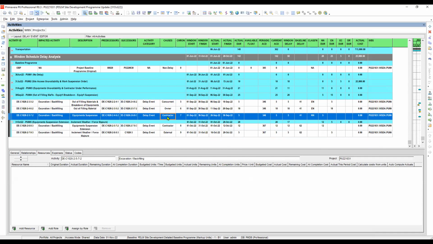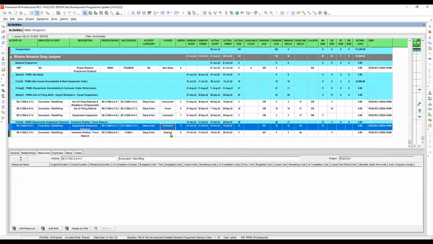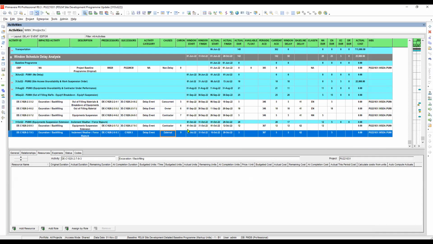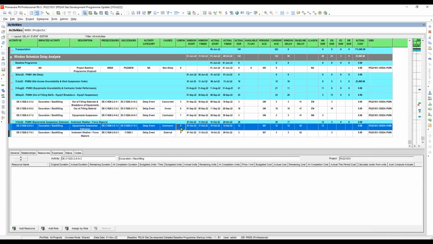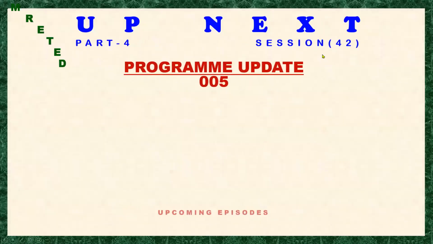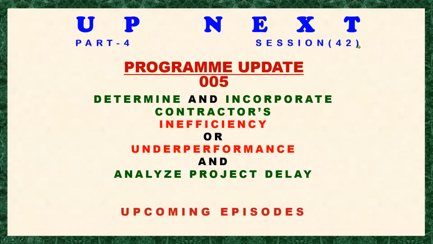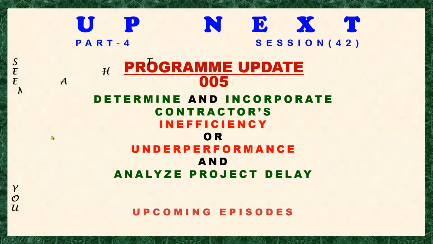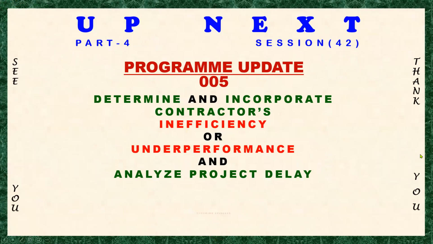I think we're done here. That will be enough here. The next episode, of course, will be the determination. Let's move to the next episode. Up next is part 4, session 42, program update: determine and incorporate the contractor's inefficiency or underperformance and analyze project delay. I hope to see you in this episode.